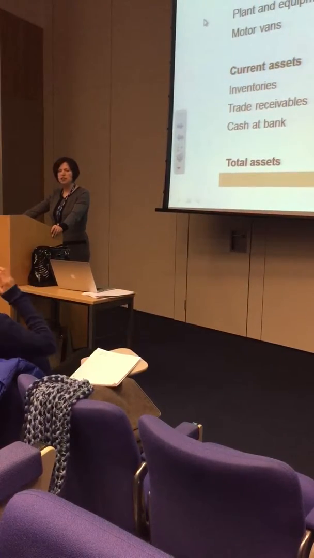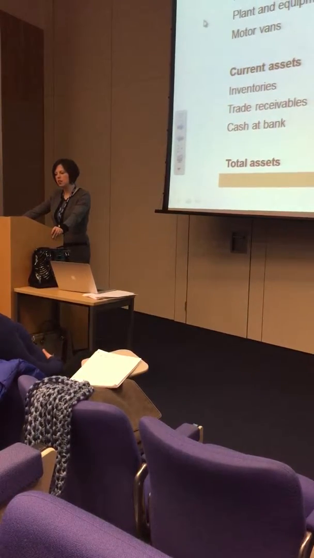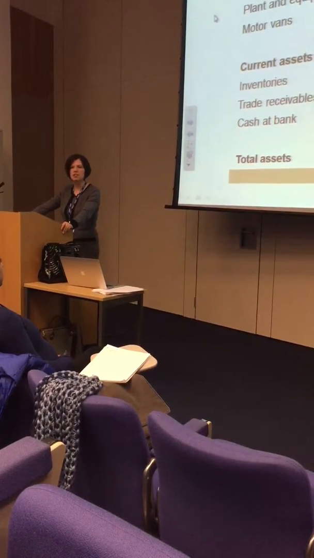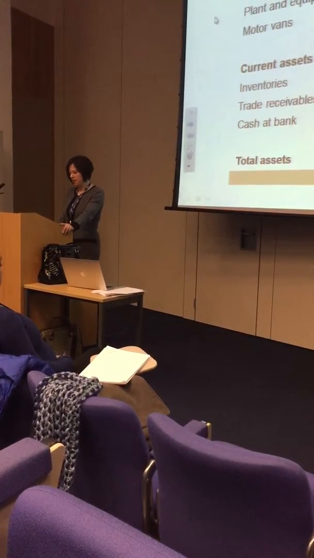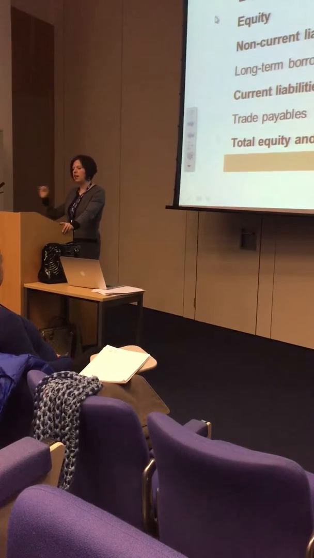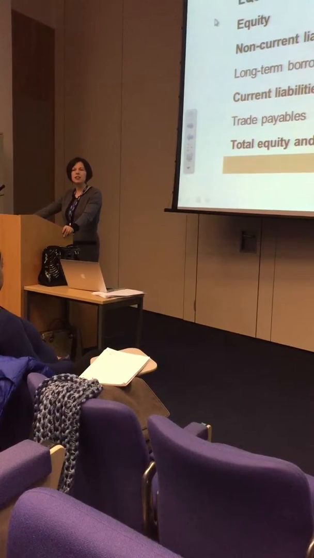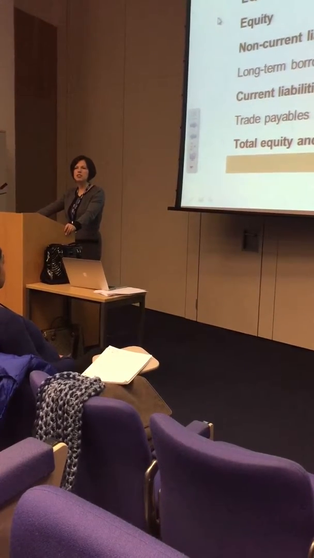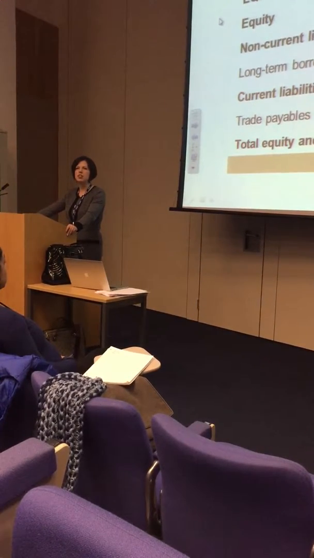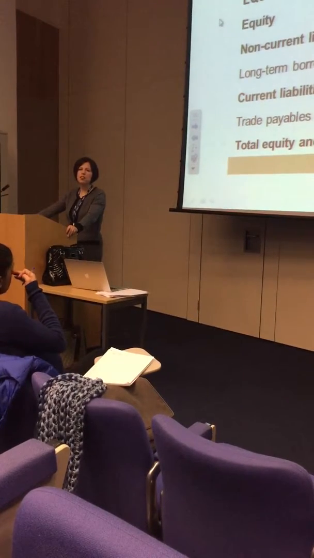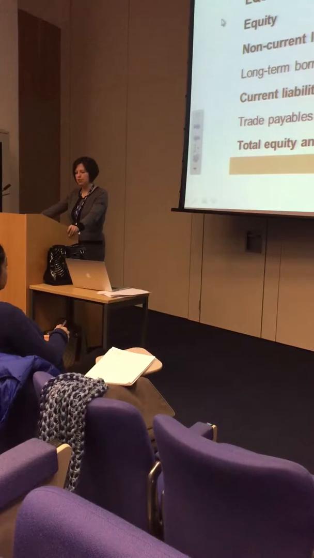So we've been discussing the structure of the balance sheet. As I said, the assets consist of non-current assets and current assets. And then liabilities equally consist of non-current liabilities and current liabilities. Current are those that you need to pay back within a year. Non-current are long-term liabilities.